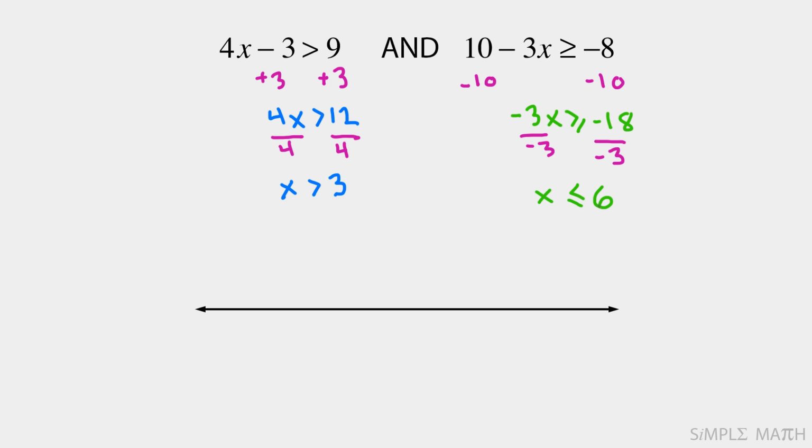To do that, let's look at them separately on a number line. First, I'll add our numbers 3 and 6 to the number line. Then let's draw our values in blue. X is greater than 3. We use an open circle to show that x can't equal 3, and then draw our arrow to the right. To draw the values in green, x is less than or equal to 6, we use a closed circle to show that x can equal 6, and then draw the arrow to the left.